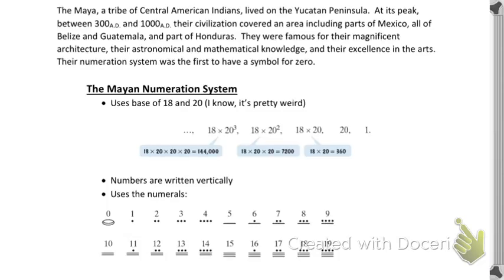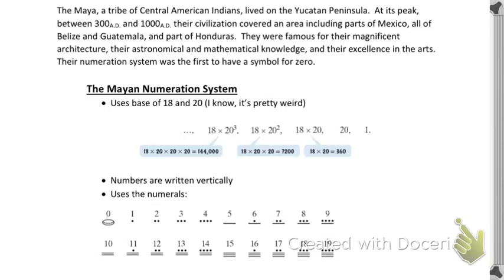All right, the next one is the Mayans. The Mayans were the next big culture that came up with a big math. So they're really advanced for their time period. All right, so the Maya, a tribe of Central American Indians, lived in the Yucatan Peninsula. At its peak, between 300 and 1,000, their civilizations covered an area including parts of Mexico, all of Belize and Guatemala, and parts of Honduras.